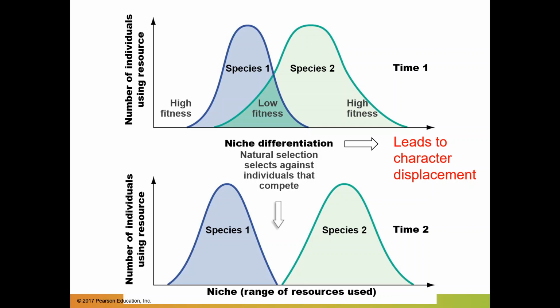Species 2 starts eating larger insects. Species 1 starts eating smaller insects. And soon those middle insects are no longer eaten by those species. Perhaps they could be taken up by a different species that only eats middle insects. But now you have species 1 and species 2. They're completely different. And evolution has happened because of the selection of a trait.